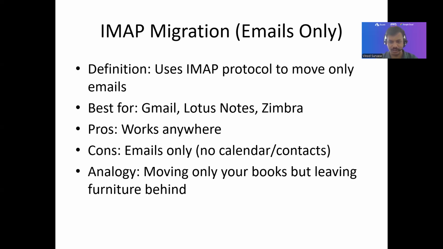The next is IMAP migration, which is for email only. It supports Gmail and other service providers, including Lotus Notes and Zimbra, using the IMAP protocol to move only emails. It does not do calendar and contacts, so that's the con here, but it works basically anywhere. In simple terms, by analogy, it is moving only your books and leaving behind the furniture and tables that you are using. That's how to understand it better.